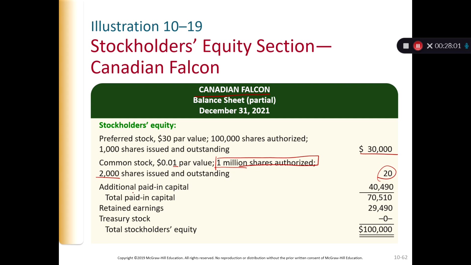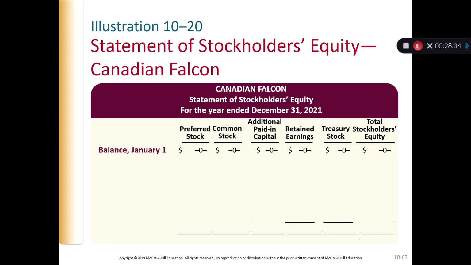is $40,490. So therefore, the total paid-in capital, which is external funding, investment, right, is $70,510. And then the internal financing, which is from the company's own business, from day one is $29,490. They have zero treasury stock. They didn't buy anything back from the market, and their total equity is $100,000. So the next thing we want to introduce is the statement of stockholders' equity.